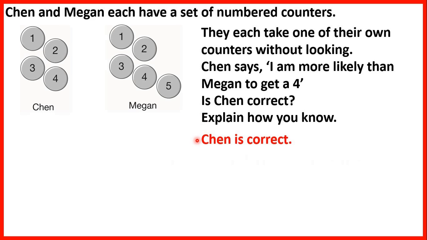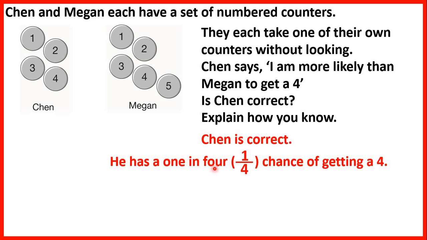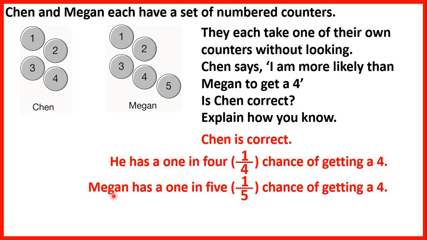Well, here Chen is correct. That's because he has a 1 in 4 chance of getting a 4. So we can write a 1 in 4 chance as 1 over 4 or 1/4. He will get a 4 1/4 of the time. But Megan has a 1 in 5 chance of getting a 4. We can write that as 1/5 because she'll get a 4 1/5 of the time, 1 in every 5 times on average. So the reason why Chen is correct is because 1/4, so his chance, is larger than 1/5, so Megan's chance.